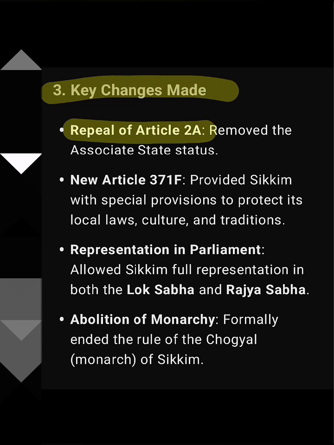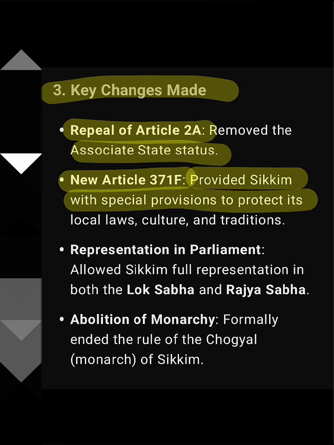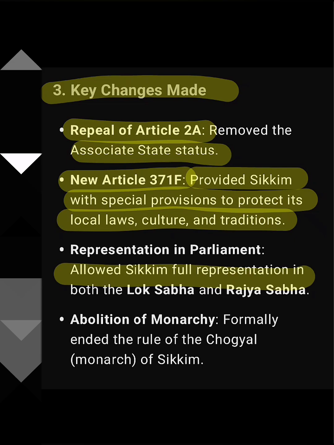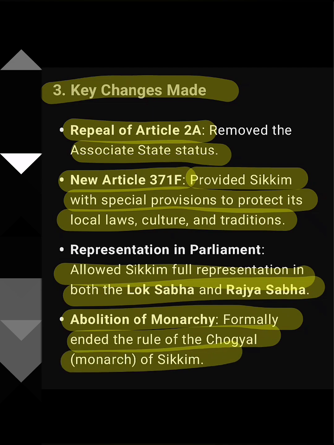So what were the key changes made through this amendment? This amendment repealed the Article 2A, which granted associate status to Sikkim. New Article 371F was introduced through this amendment, which provided Sikkim with special provisions to protect its local laws, culture and traditions. This amendment allowed Sikkim to be fully represented in both the houses of the parliament, that is Lok Sabha and Rajya Sabha. And this amendment abolished the monarchy in Sikkim, which ended the rule of Chogyal dynasty of Sikkim.